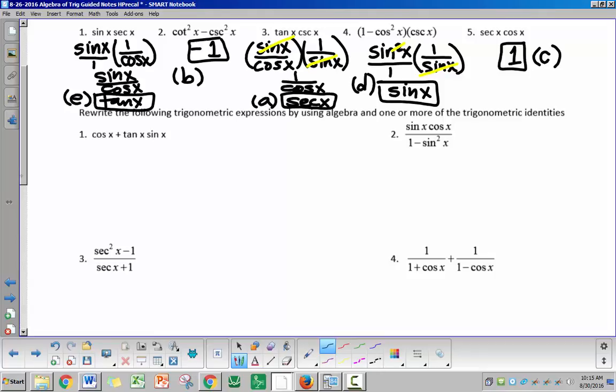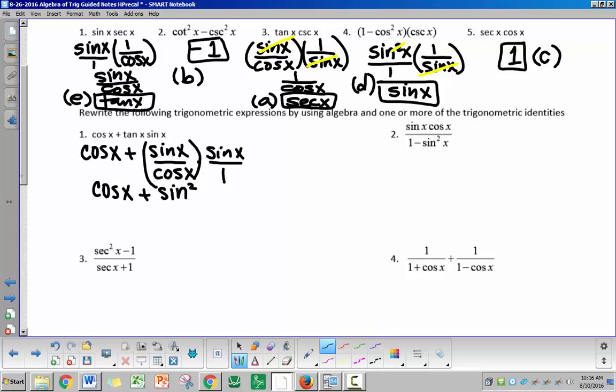Because I can say here that cosine x plus sine x over cosine x times sine x over 1, and now I'm down to how many trig functions? I've gone from 3 trig functions to 2, so that's better. And so now I have cosine x plus sine squared x over cosine x. But I don't know if it's any simpler, but now what can you do? Get it under a common denominator, you're right.